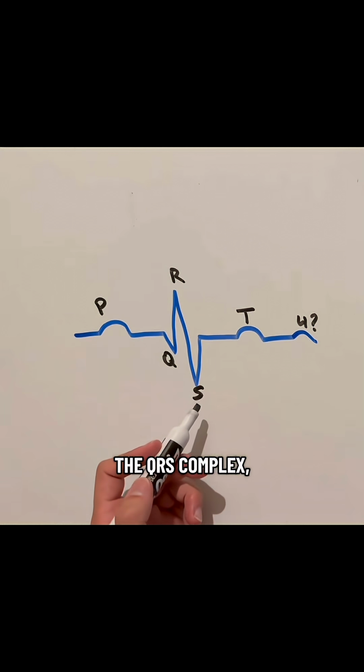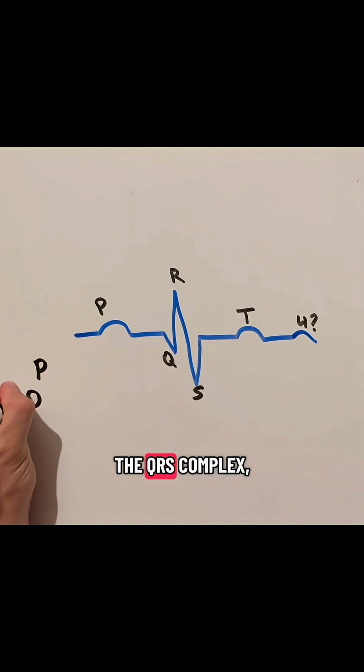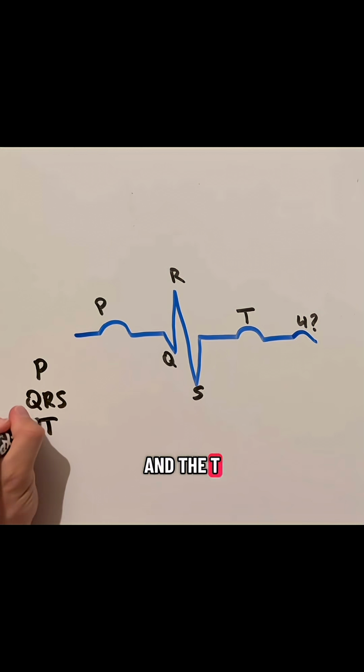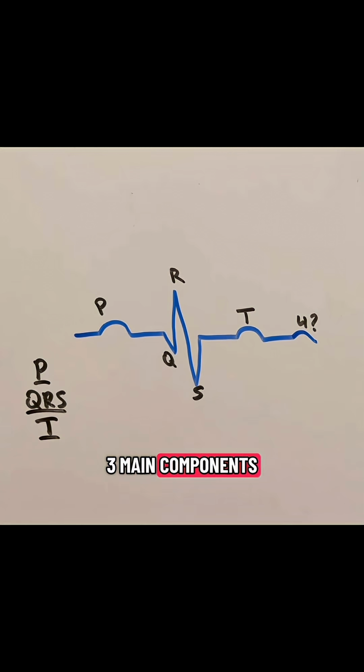The P wave, the QRS complex, and the T wave. These are 3 different components, the 3 main components of an EKG.